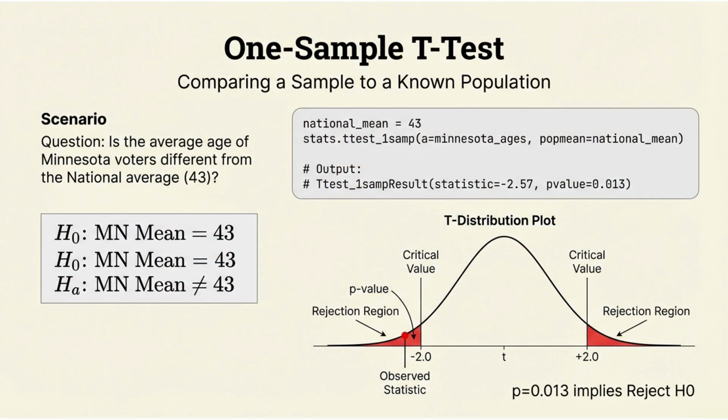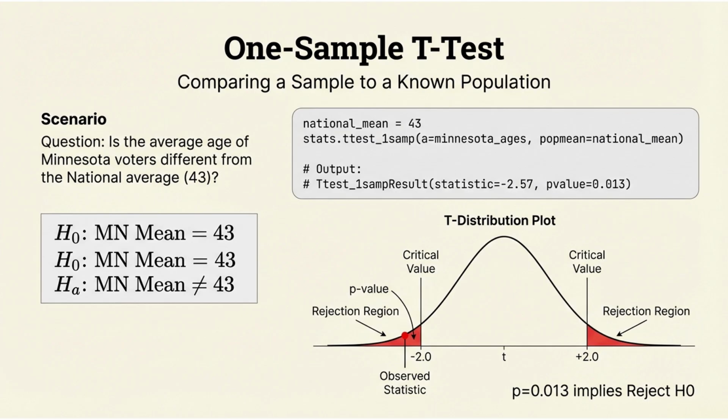One sample t-test is used when we want to compare the mean of a single sample to a known or assumed population mean. Let us look at the scenario given here. The question asks, does the average age of Minnesota voters differ from the national average age of 43? Here 43 is our benchmark or reference value representing the national mean.